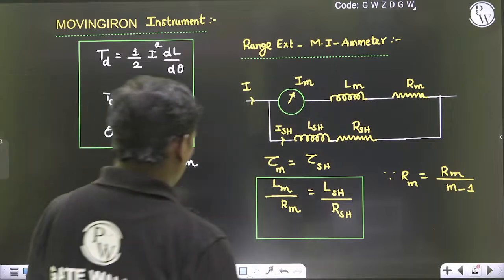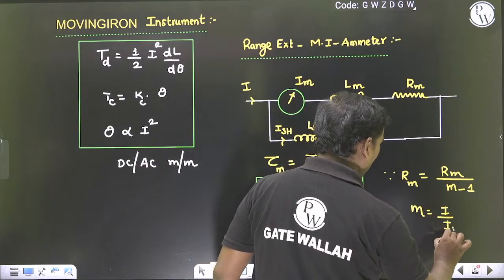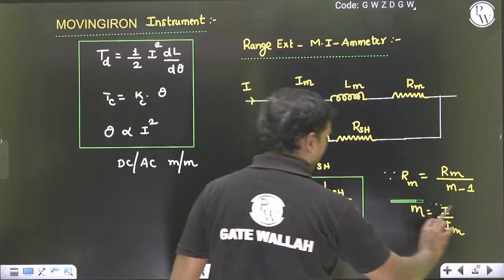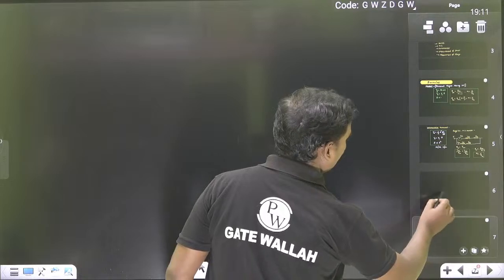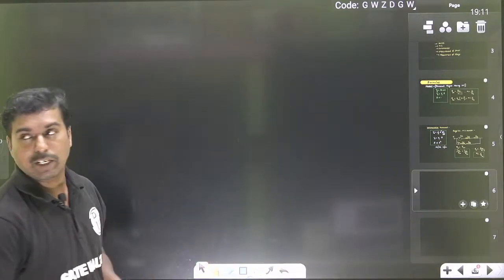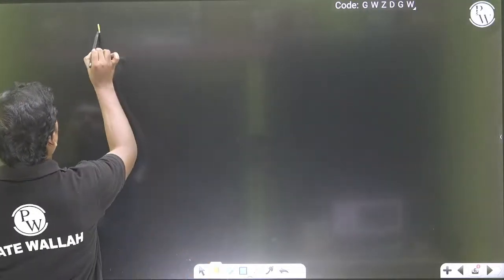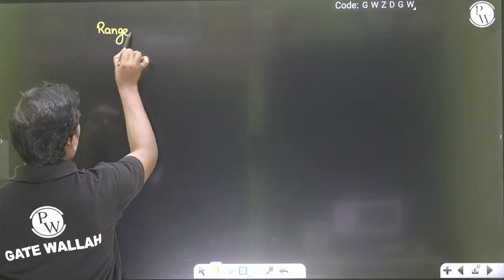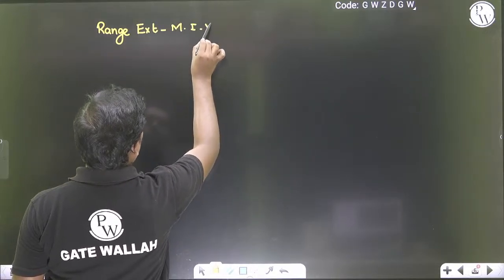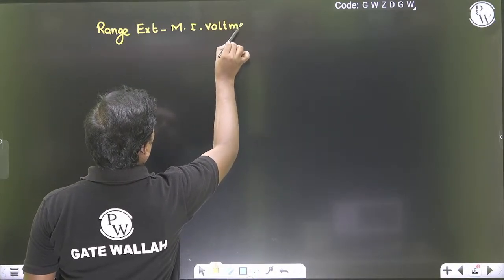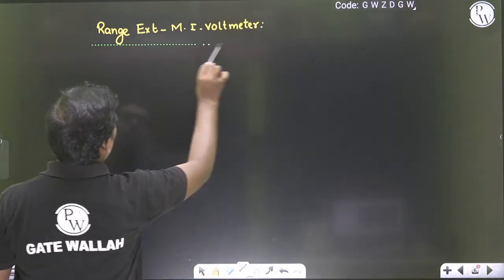Here, m is equal to I by Im. Similarly, if you take the moving iron range extension as a voltmeter, these are the important formulas. So range extension as a moving iron voltmeter. Check the range extension of the moving iron voltmeter.